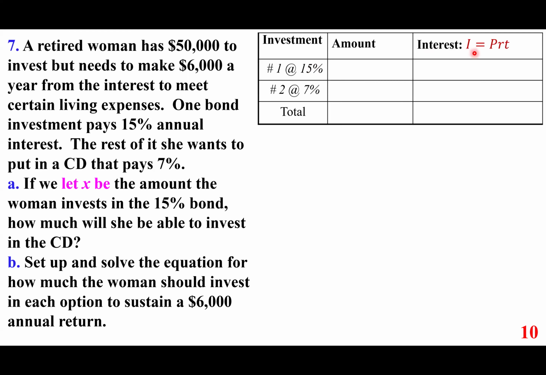The amount of interest follows I equals PRT, the principal times rate times time. The rate here is 15%, the rate here is 7%. The time, when we say annual, everybody, t equals 1. So we are going to put x amount here.